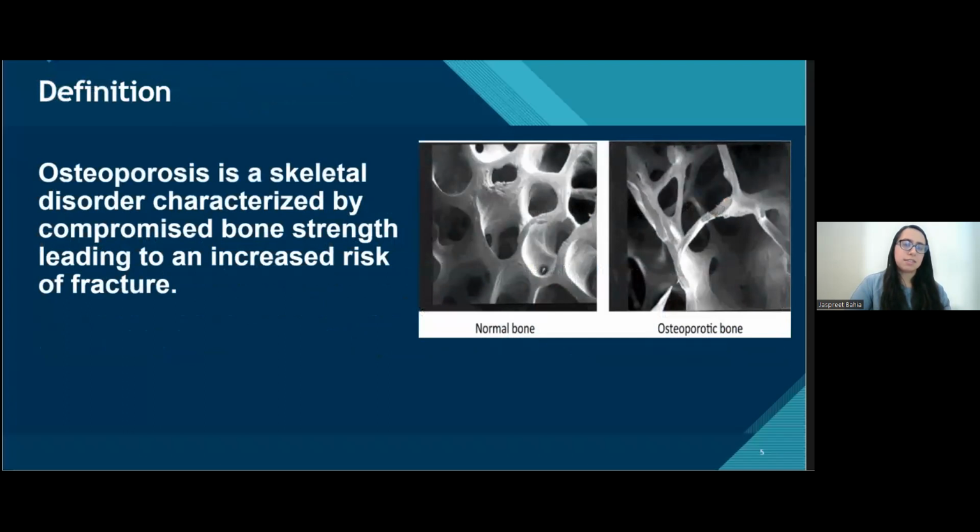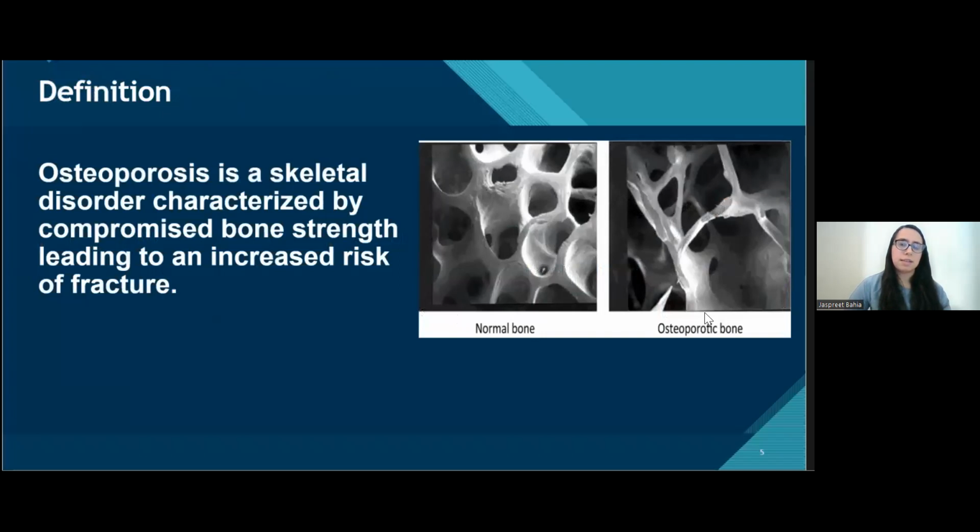Osteoporosis is a skeletal disorder characterized by compromised bone strength leading to an increased risk of fracture. If you look at the image right here, it shows normal bone with increased tensile strength and a thick bony matrix. And if you look at the osteoporotic bone, the connections are very fragile and weak and look like they're about to break pretty easily.